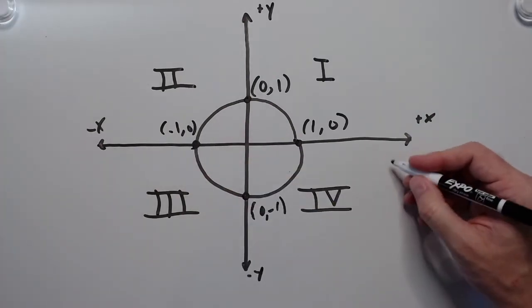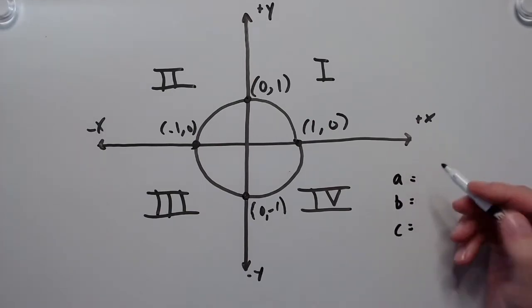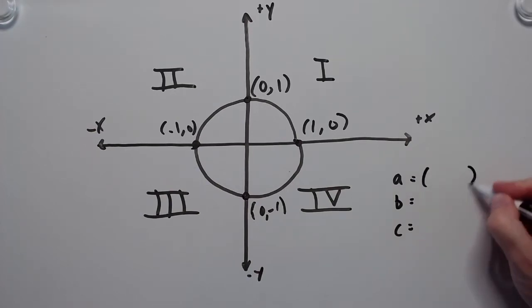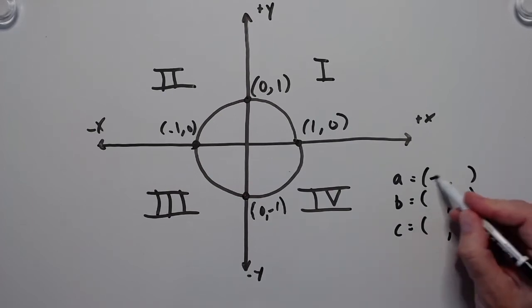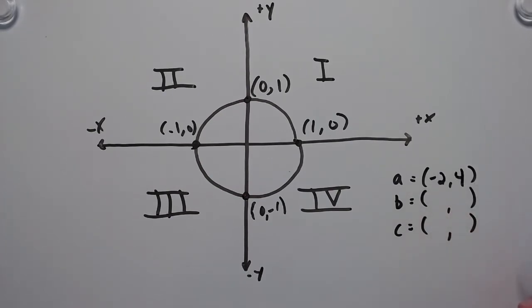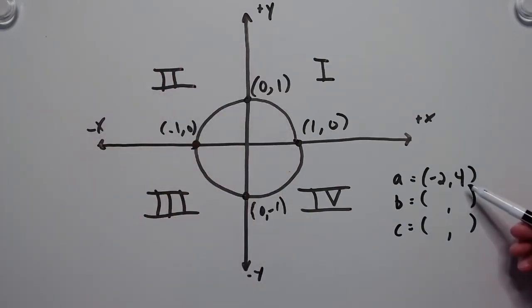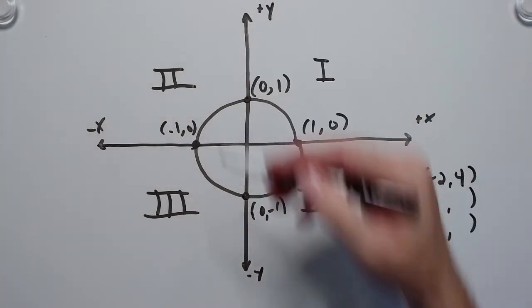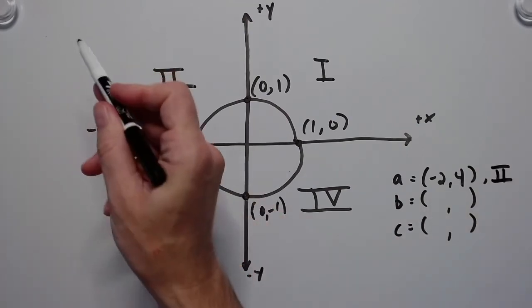I got a little bit of room over here. We're going to make some points. I'm just going to call them A, B, and C. And without putting them on the graph, I'm going to just put their coordinates. So let's say A is at (-2, 4). Well, which quadrant is this in? Well, we know the x value is negative, so we know that it's on this side of the origin. And the y value is positive, so we know it's on the upper side. So this point is somewhere in the second quadrant, because the x is negative and the y is positive.